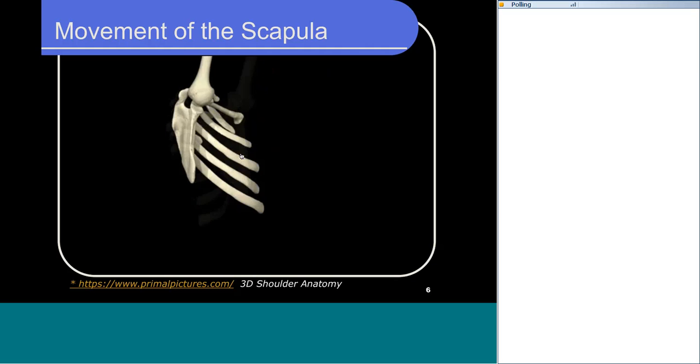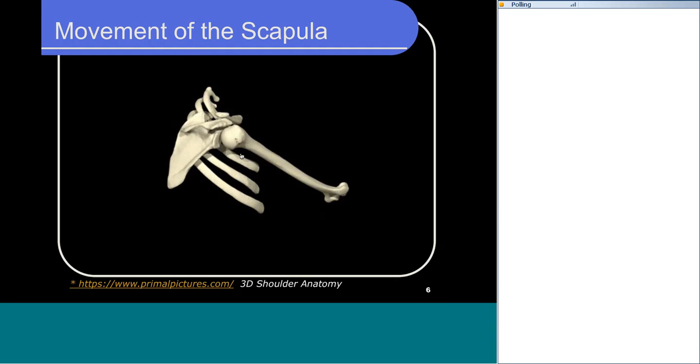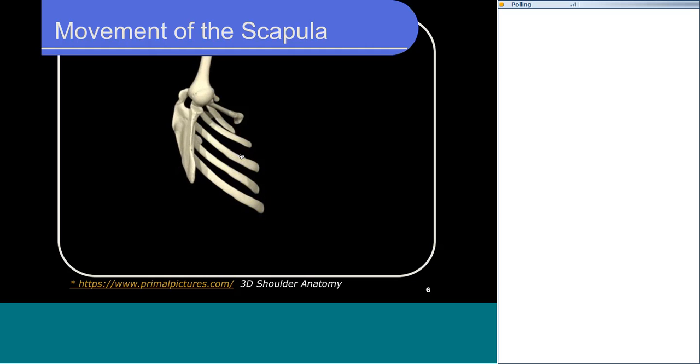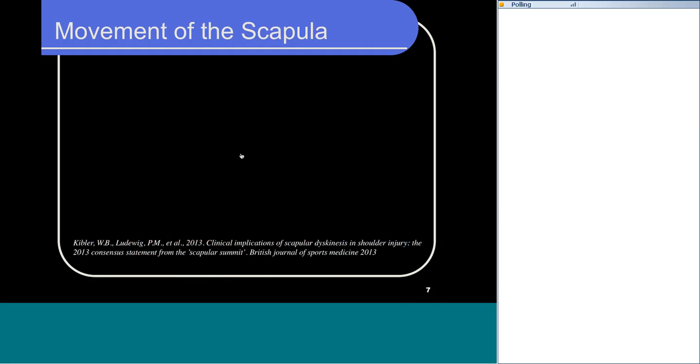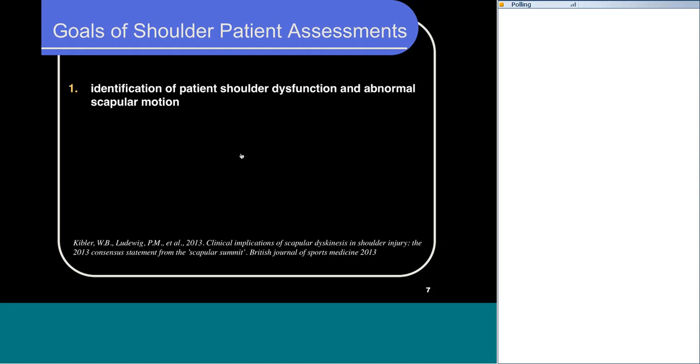Before I go into the details of the model, I wanted to just touch briefly on some of the broader goals from a clinical and a physical therapy point of view. And I'm going to steal the goal from a consensus statement from a past scapular summit in 2013, where they described that scapular assessment of patients with shoulder pain should include identification of patient shoulder dysfunction and abnormal scapular motion. To me, that means we need to measure the difference between normal and abnormal scapular motion and have a really good idea of what is normal to begin with.